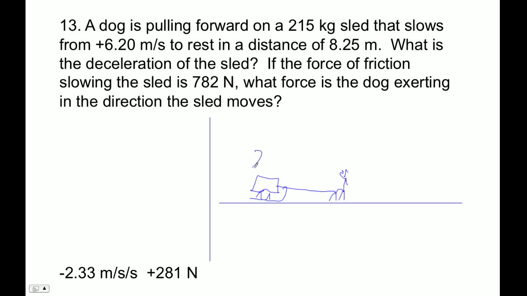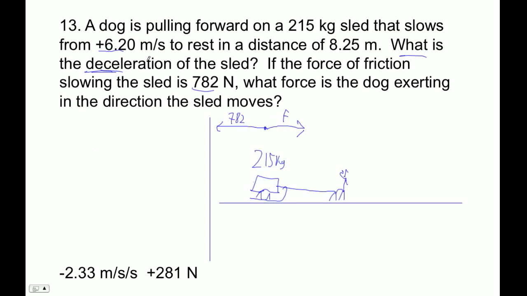215 kilogram sled. And there's a friction force of 782 newtons on the sled, right? So we'll just draw that force up here. 782 newtons. And the horse is pulling on the sled forward. But apparently the sled is decelerating, right? What is the deceleration of the sled? So it actually, even though the dog is pulling, right, the sled decelerates. So the force that the dog is exerting, I'm guessing, is smaller than 782 newtons.